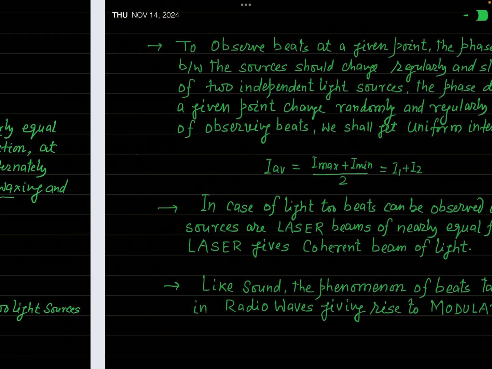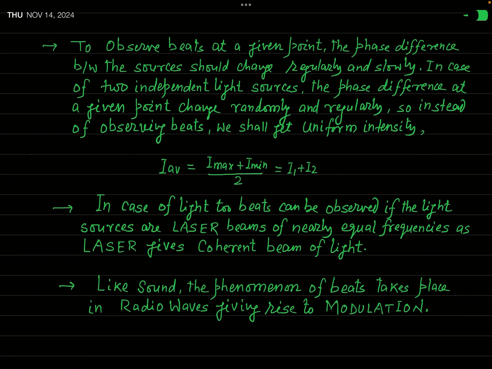The answer is no. In fact, beats are observed only when the phase difference between the sources changes regularly and slowly. If there are two sources which produce waves in such a manner that the phase difference between the waves varies with time in a regular manner and its variation is very slow, only then can beats be observed.